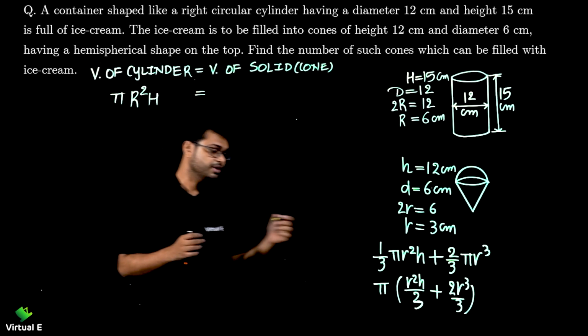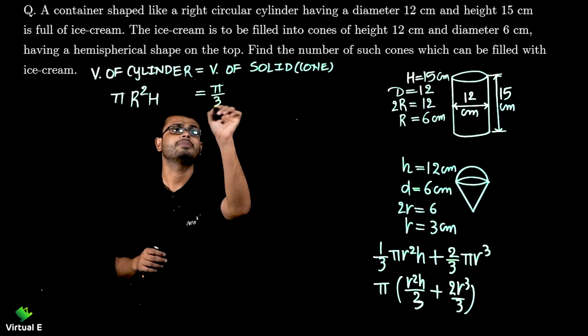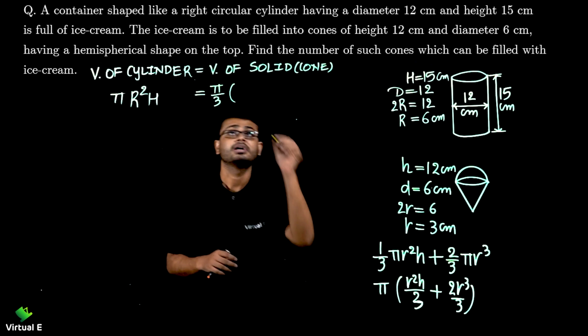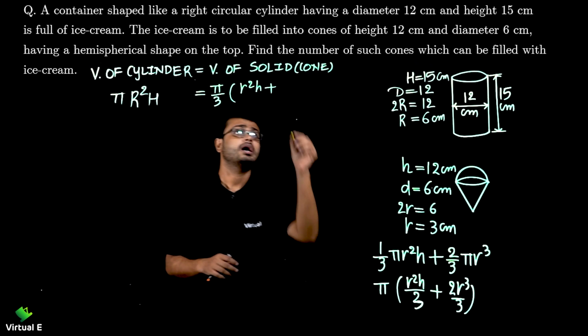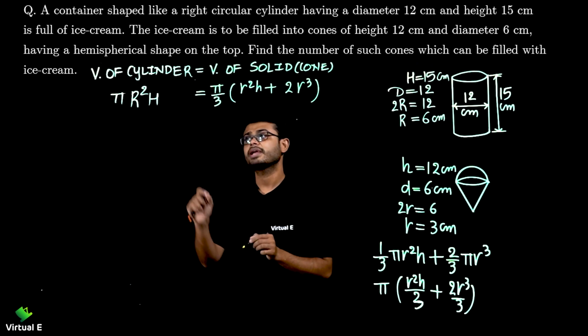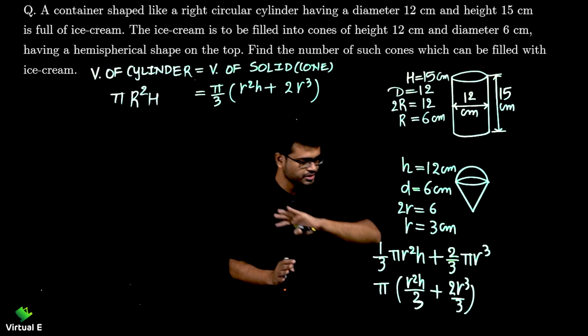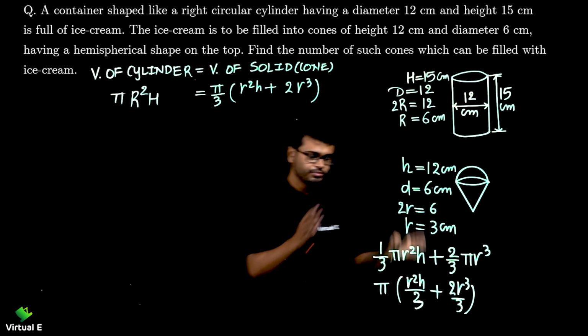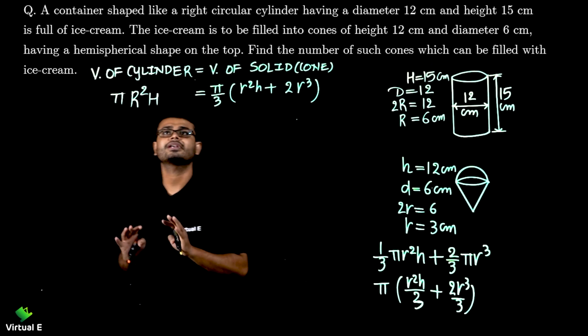Here there is something different. Let's take 3 also common. So pi by 3. Now what's left? R square H plus 2r cube. Remember, don't get confused over here. If you are still confused at this point, just disregard this, ignore it, put the values, simplify and get the answer. That will still give you the correct answer.